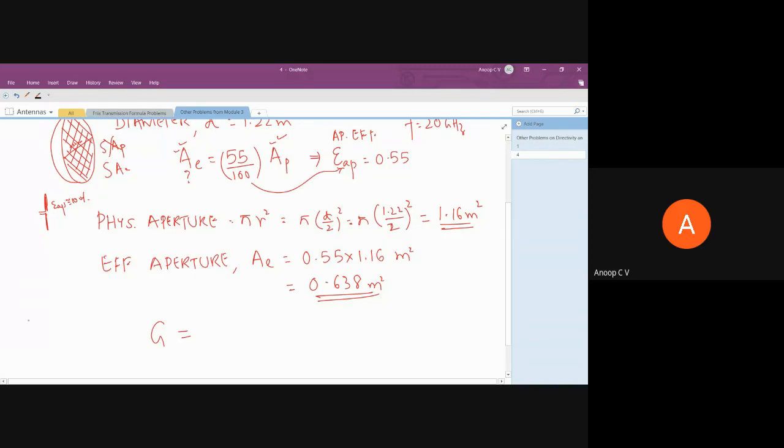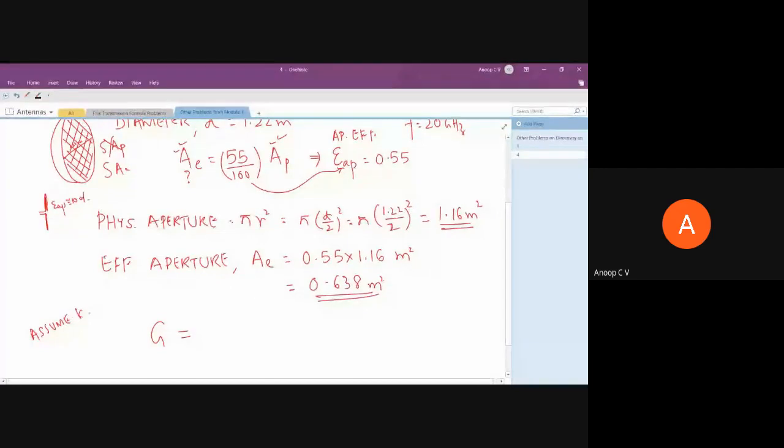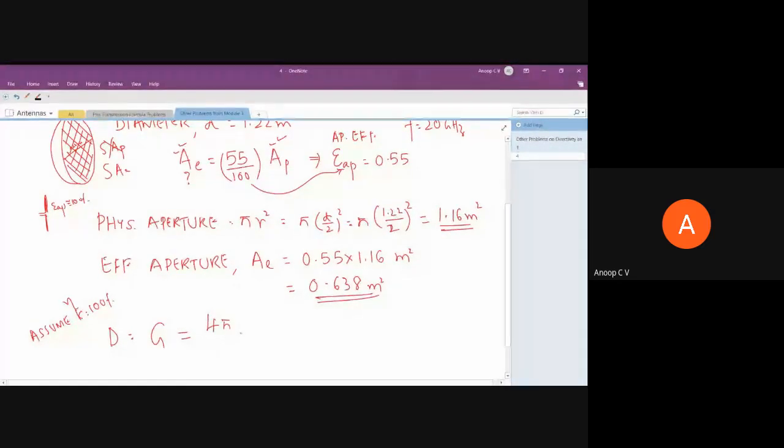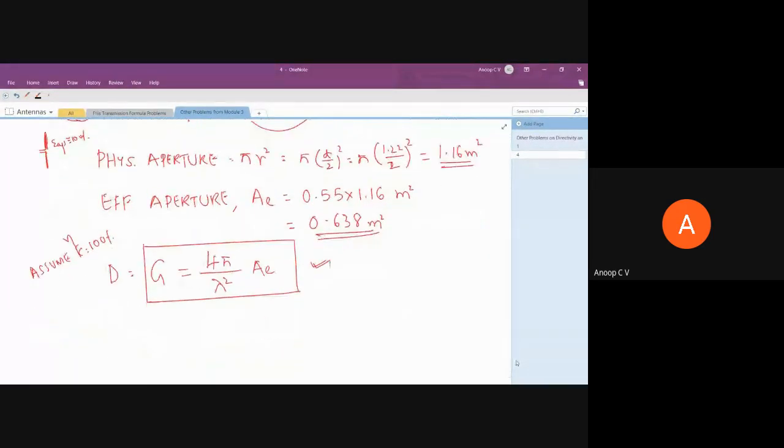Assume efficiency K is equal to 100%. I can write directivity equal to gain, that is equal to 4 pi by lambda square times AE. We have used this equation before also. If we are assuming efficiency is 100%, gain is equal to 4 pi by lambda square times AE. We have derived it. I hope you remember this. So now we can find it.